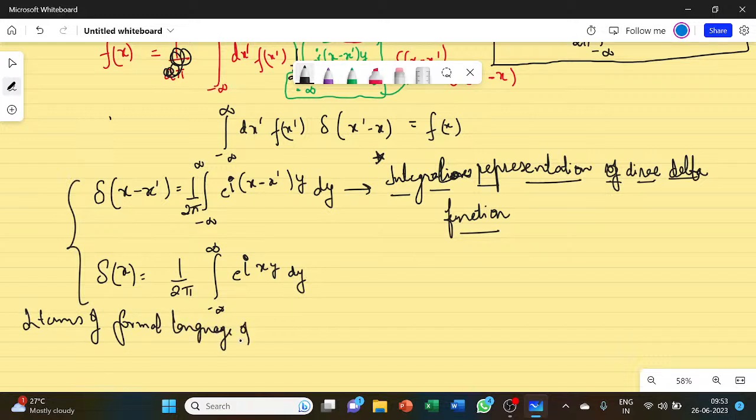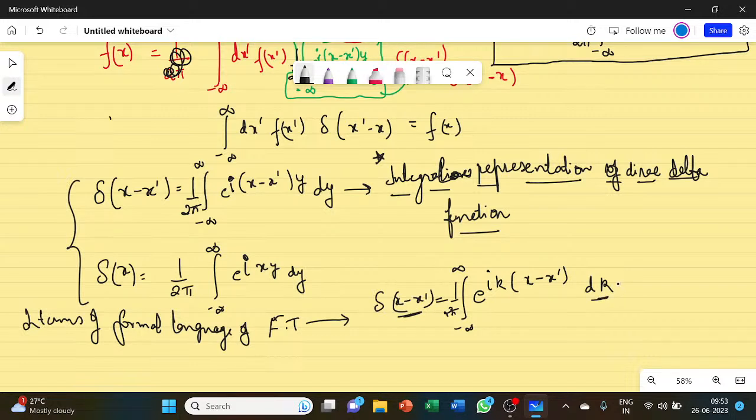language of Fourier transform, I will write Dirac delta of x minus x dash as simply 1 upon 2 pi, minus infinity to plus infinity, e to the power iota k times x minus x dash, and here you will have dk. Just don't forget, if here is x minus x dash, then the variable of integration would be dk, and Dirac delta of x would then be equal to 1 upon 2 pi, minus infinity to plus infinity, e to the power iota kx dk.